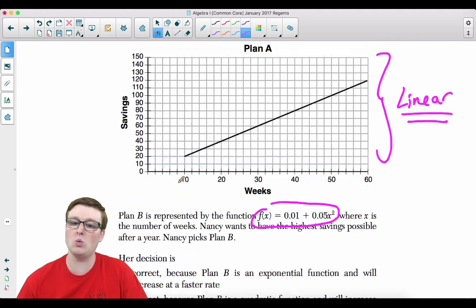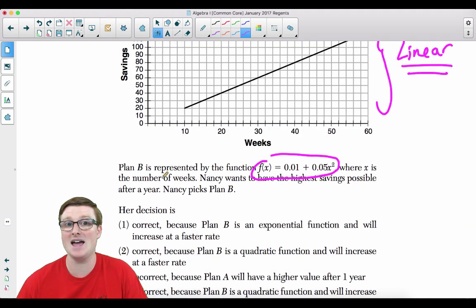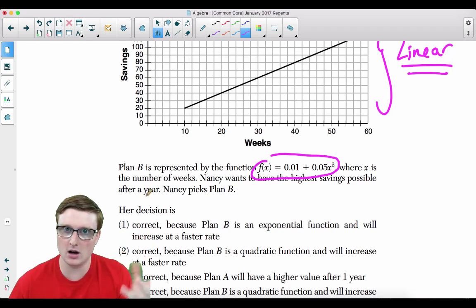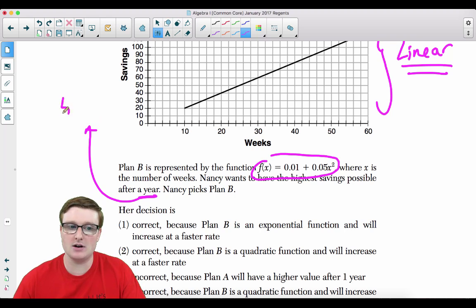Correct or incorrect? So what you need to understand, and what made this question difficult if you are not aware of real world applications, is that in a year, there are 52 weeks.